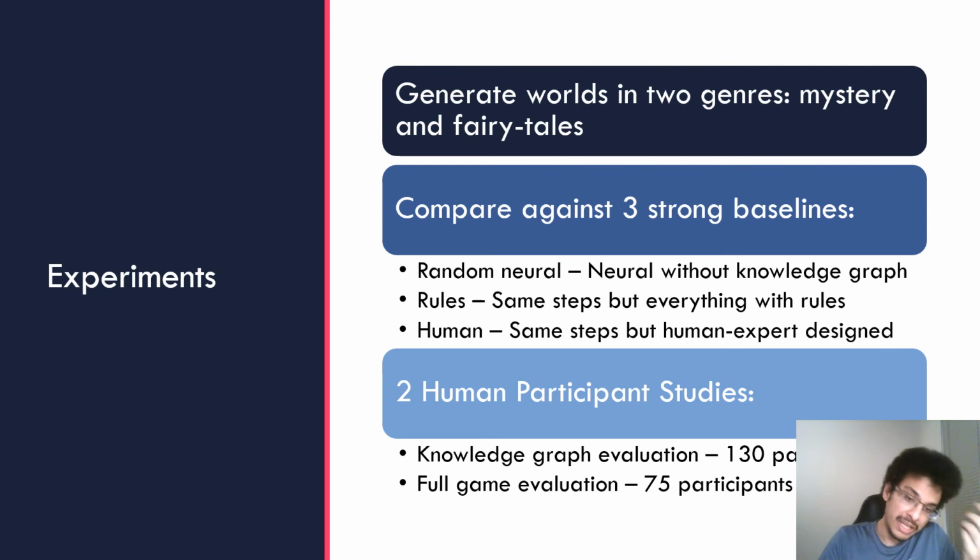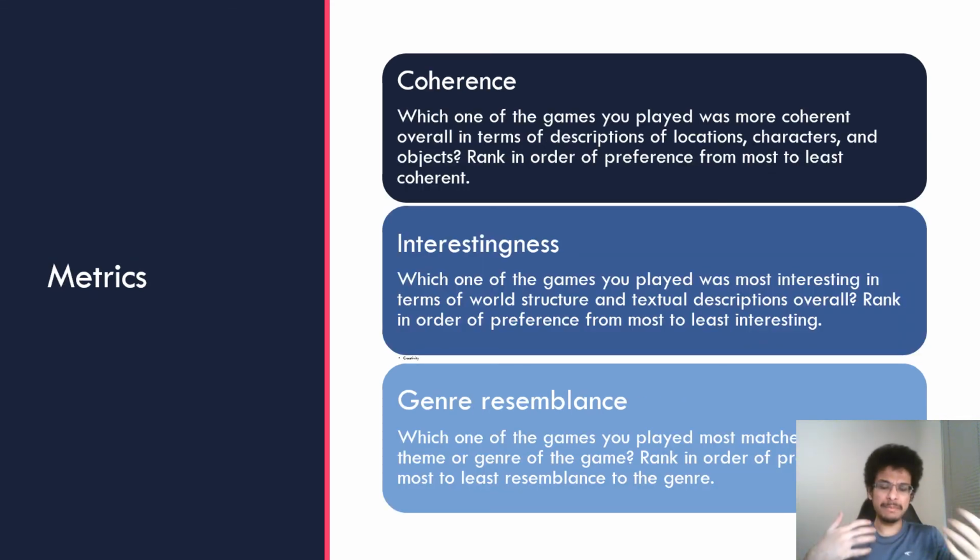Then we conduct two human participant studies. The first is to measure the quality of the knowledge graphs that we've extracted from these stories, and the second is the full game evaluation of how people perceive the full game. We're measuring this across three main metrics. The first metric is coherence. The questions that we asked the participants here are something like, which of the games that you played was more coherent in terms of descriptions, locations, characters, objects, after they played both of these games.